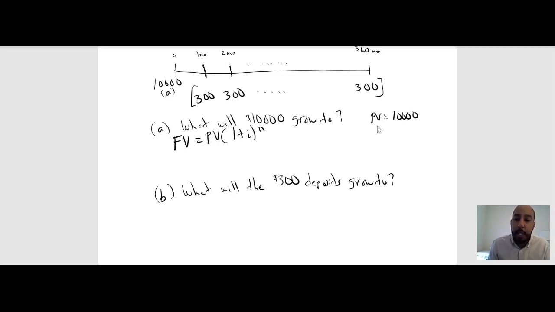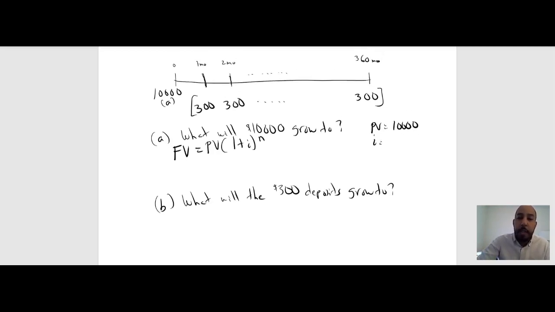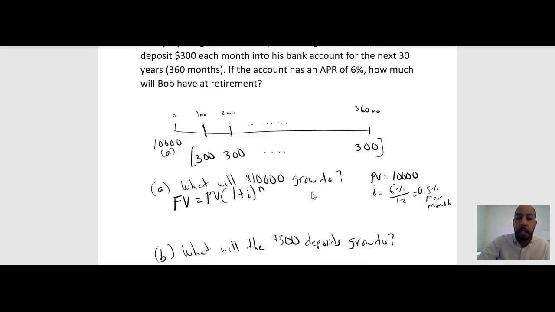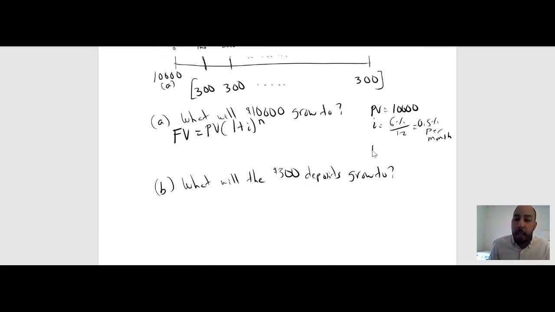All right, so our PV will be $10,000. That's how much we have today. Our interest rate is going to be the APR. So we have a 6% interest rate per year. But because this is a monthly problem, so we're getting interest every single month, we're going to have to divide it by 12. So this will be 0.5% per month. And then N is how long we're going to be investing. So this is going to be 30 years, but we're getting interest every month. So 30 years times 12 will be 360 months.